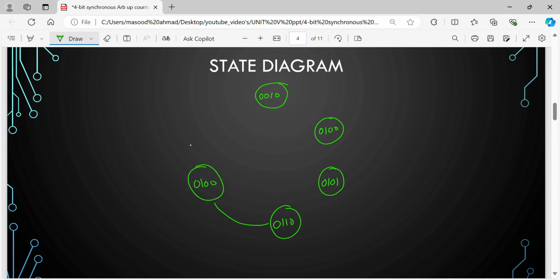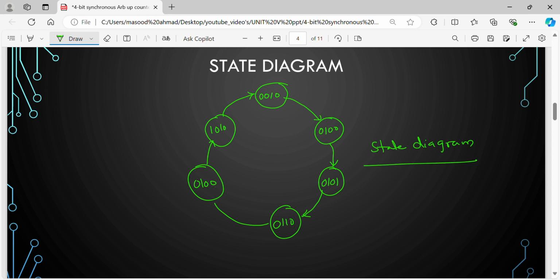Then 8 is 1, 0, 0, 0, and 8 to 10 is 1, 0, 1, 0. From 1, 0, 1, 0 it goes back to 2. So this is the up counting sequence. This is what is known as the state diagram. This is what our flip flops should be able to produce.